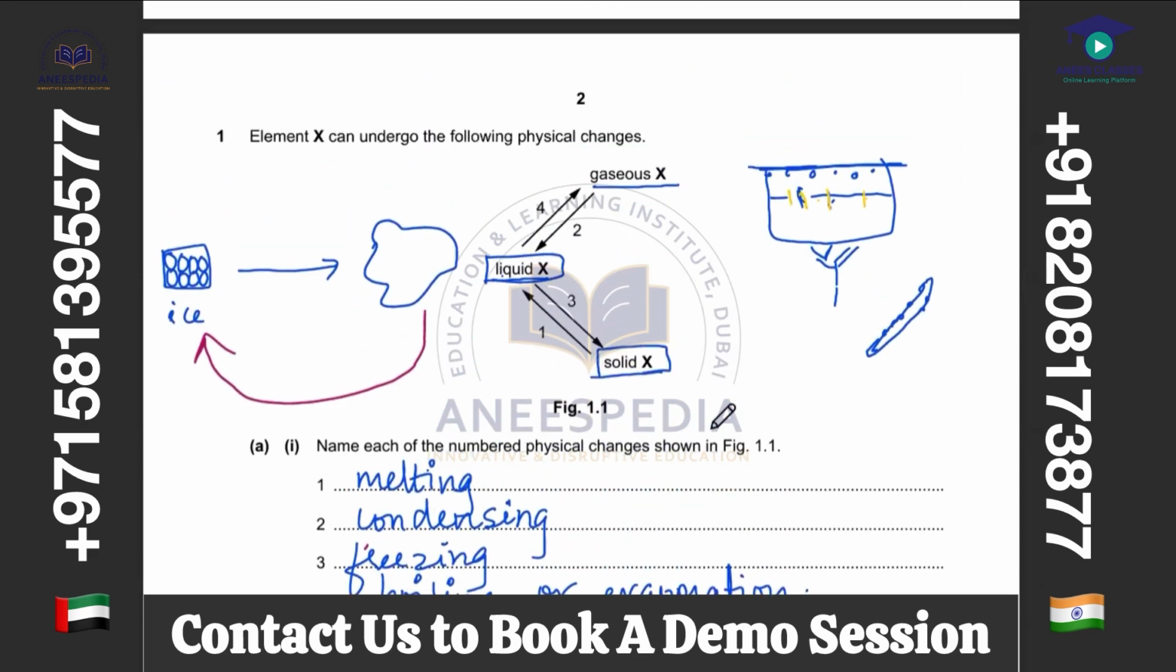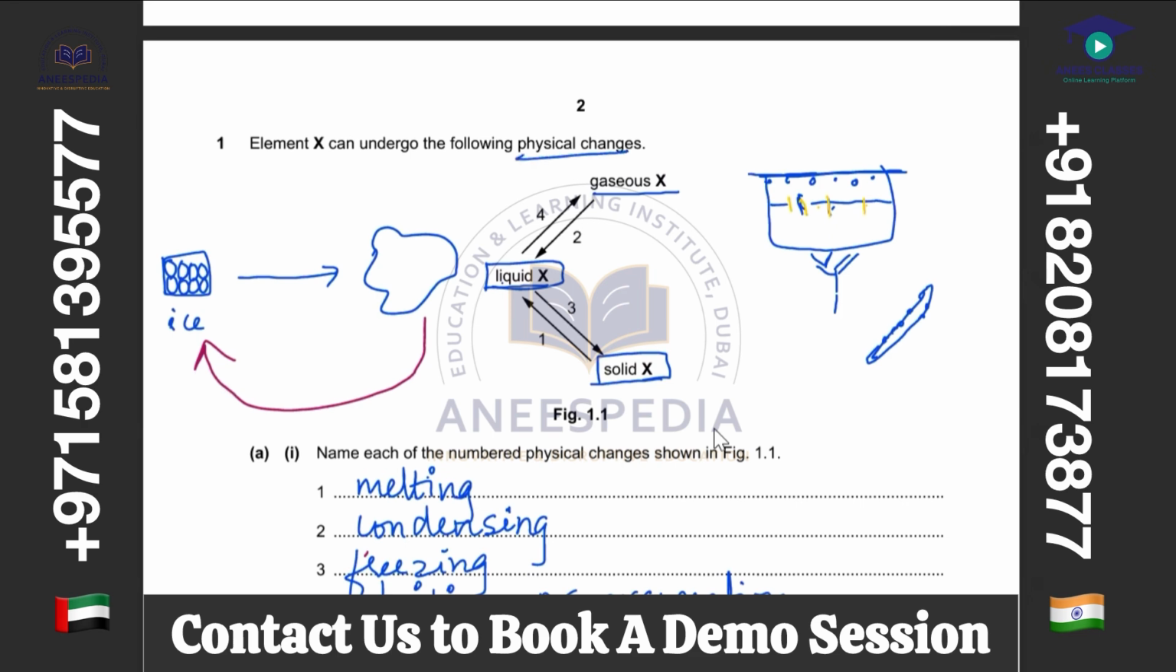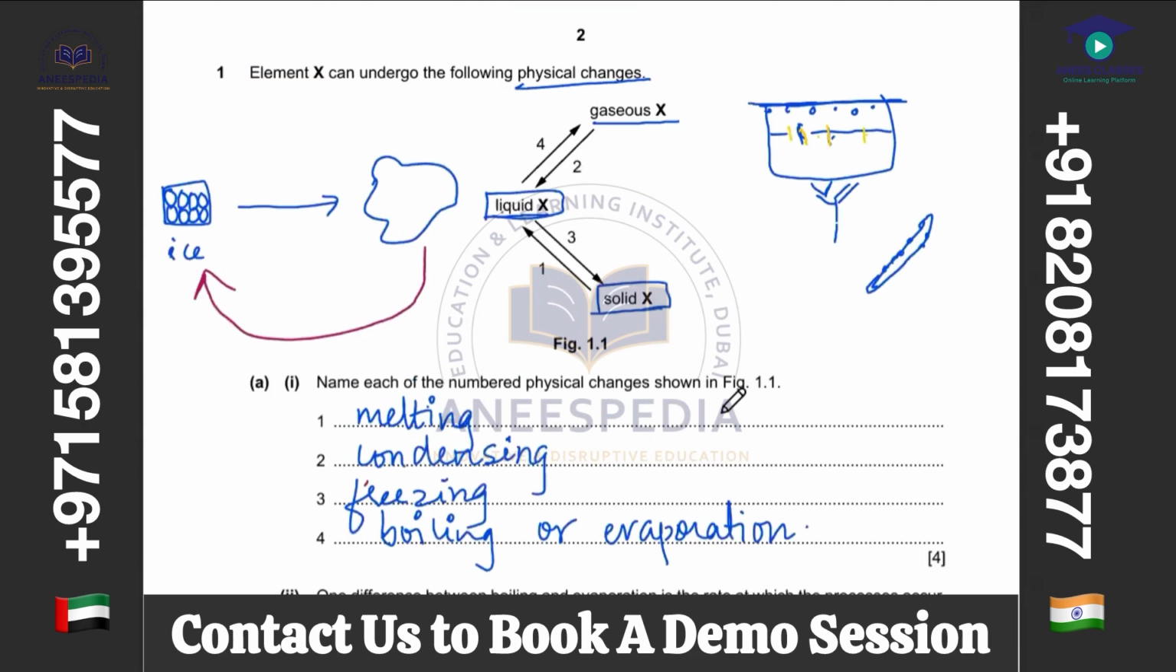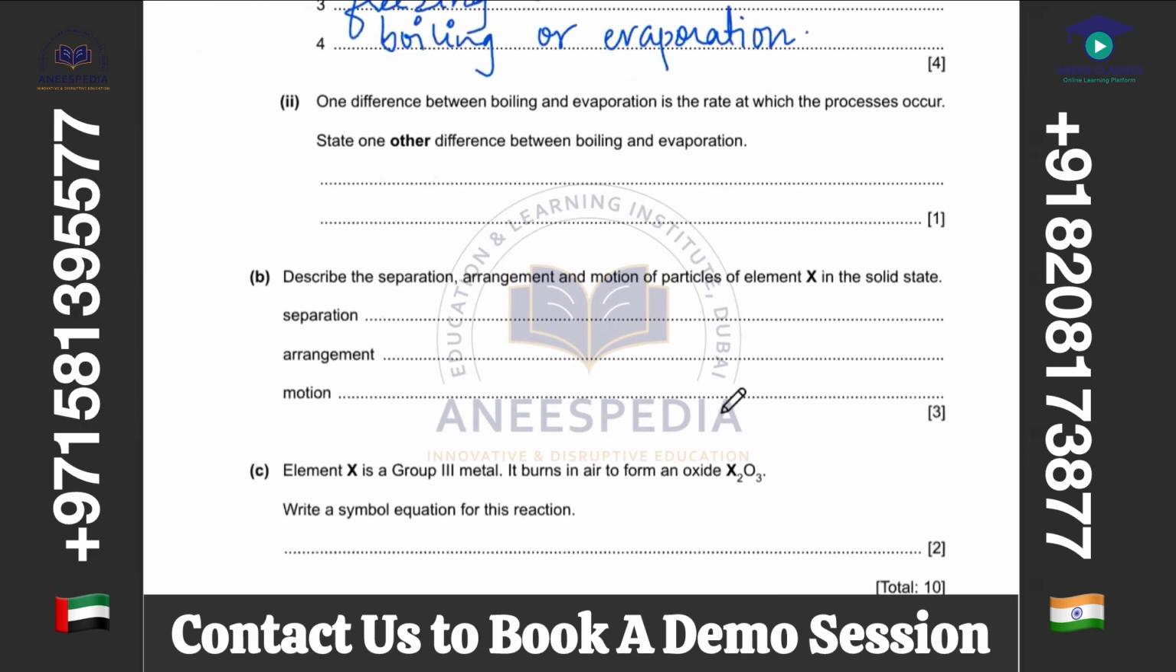So these are the physical processes, physical changes: melting, condensing, freezing, boiling, or evaporation, wherein only the state of matter is changing and not the chemical composition. It will still be H2O, given the example is water.